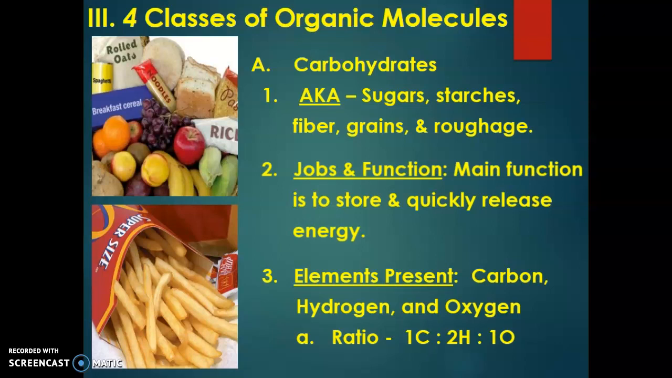So every single carbohydrate will always have a 1 carbon to 2 hydrogen to 1 oxygen ratio. It could be 100 carbons to 200 hydrogens to 100 oxygens. Reduce it, and you'll always get a 1 to 2 to 1 ratio. You will never, ever see any other elements present in a carb. It'll just be your CHO. So remember that.